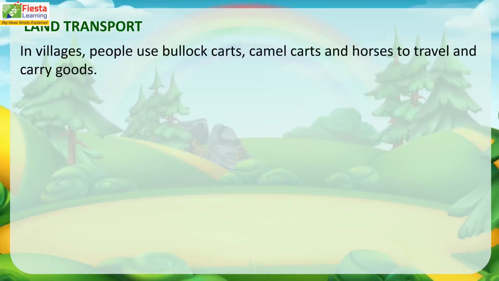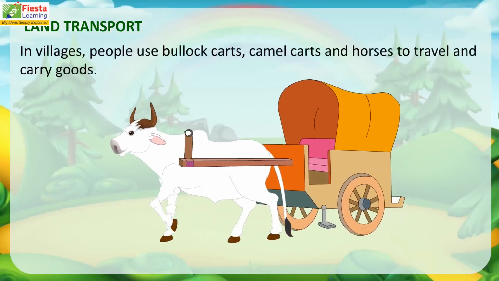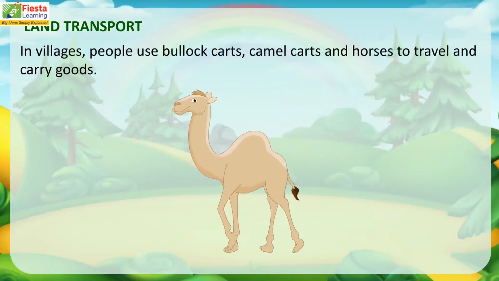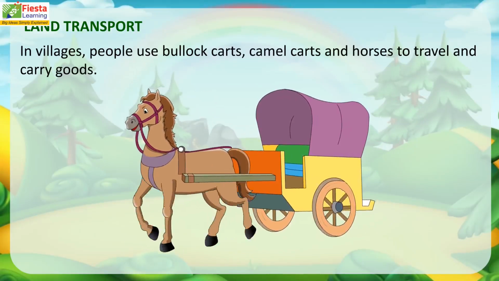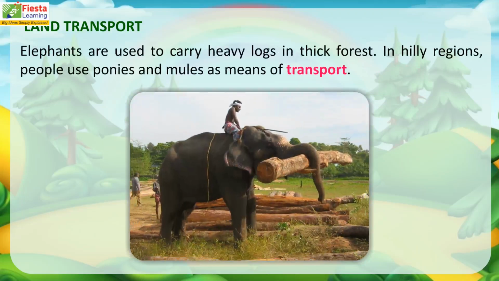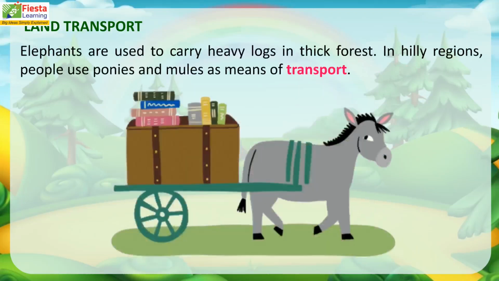In villages, people use bullock carts, camel carts, and horses to travel and carry goods. Elephants are used to carry heavy loads in thick forests. In hilly regions, people use ponies and mules as means of transport.